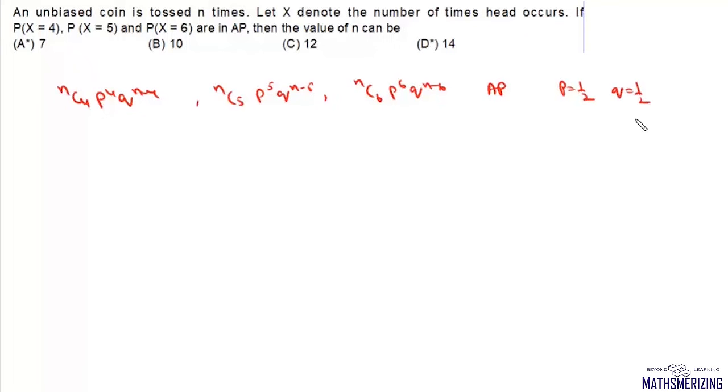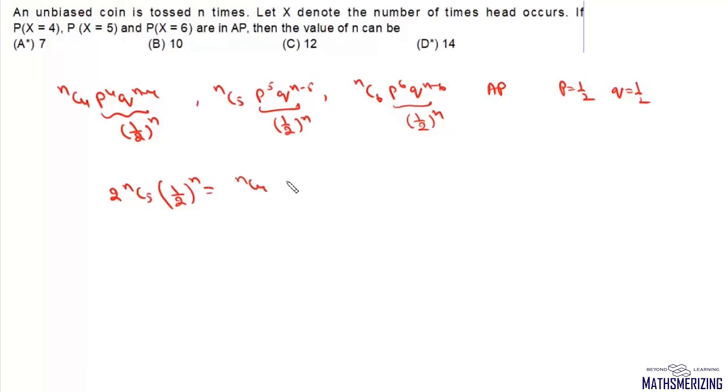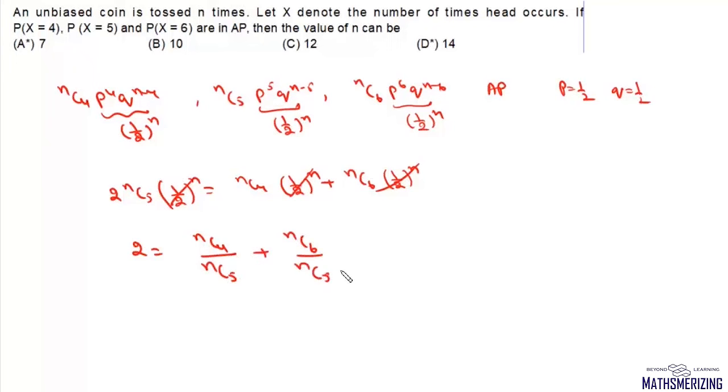Now since p and q are all 1 by 2, this factor in all the three cases will be 1 by 2 to the power n. So we can simply write 2 nC5 (1 by 2)^n equals nC4 (1 by 2)^n plus nC6 (1 by 2)^n. Now (1 by 2)^n will cancel. Now we'll divide everything by nC5. So this is 2 and this is nC4 upon nC5 plus nC6 upon nC5.